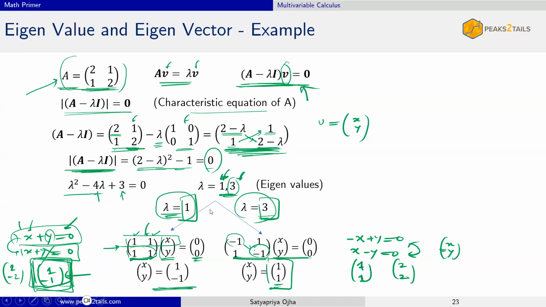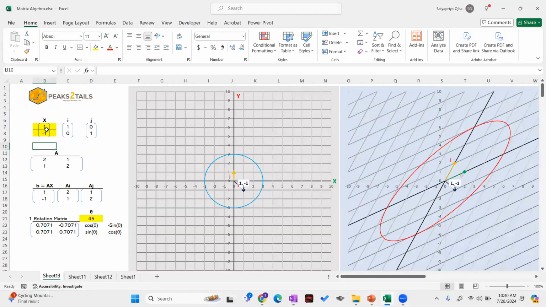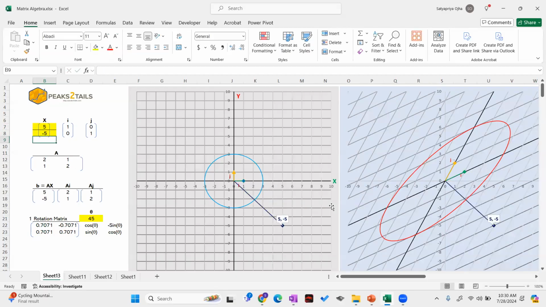Remember, scaling factor equal to 1. So any vector you take in this direction does not change, remains completely intact, which is nice. So I can take maybe 5 and minus 5. No change in the vector. Direction remains intact, scaling factor is 1. That's one of the eigenvectors, and the corresponding eigenvalue is 1. Let's look at the other direction.